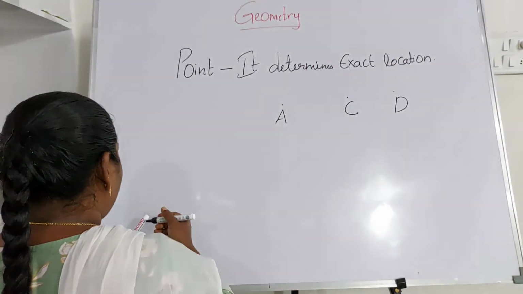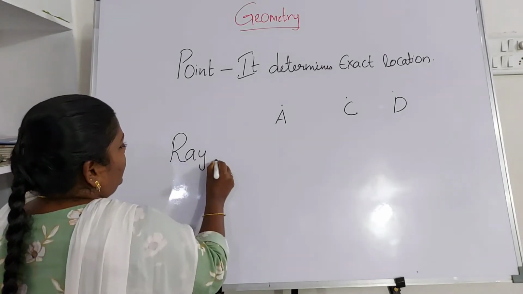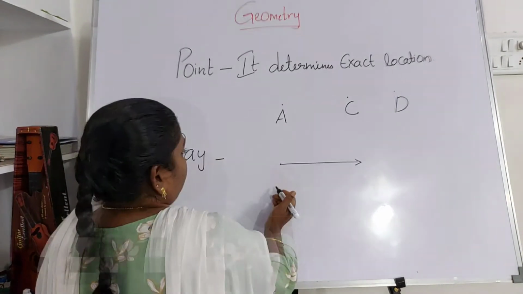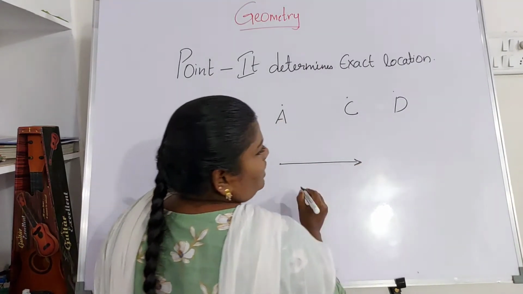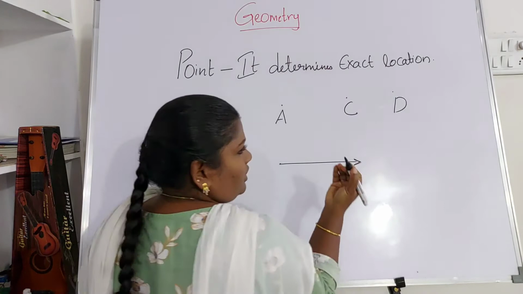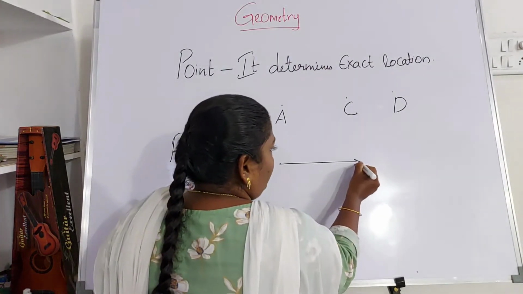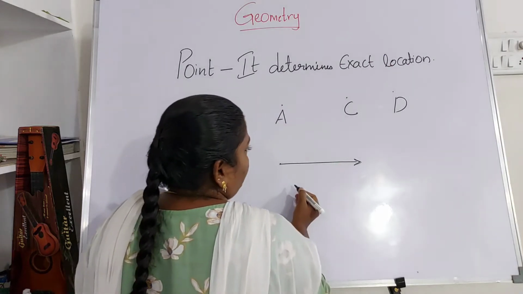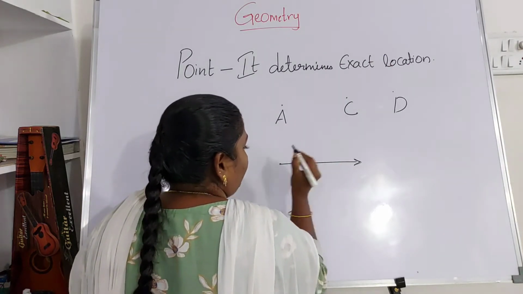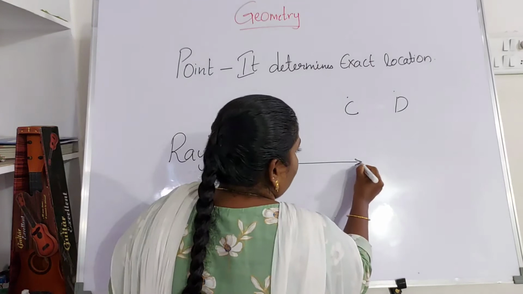So next one is ray. Now what is a ray? Ray has one starting point and the other end is extending. We don't have an exact definite length of it because it does not have an end point. So ray determines only one end point and the other end is extending.